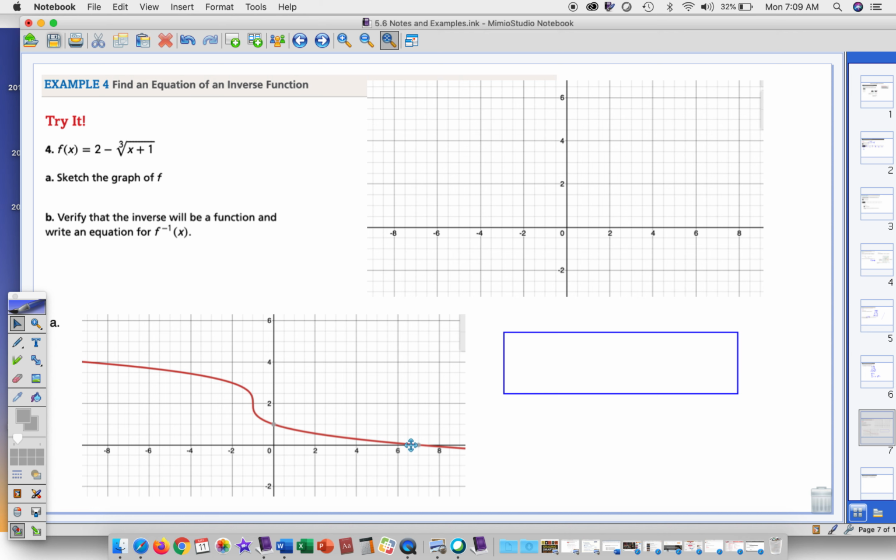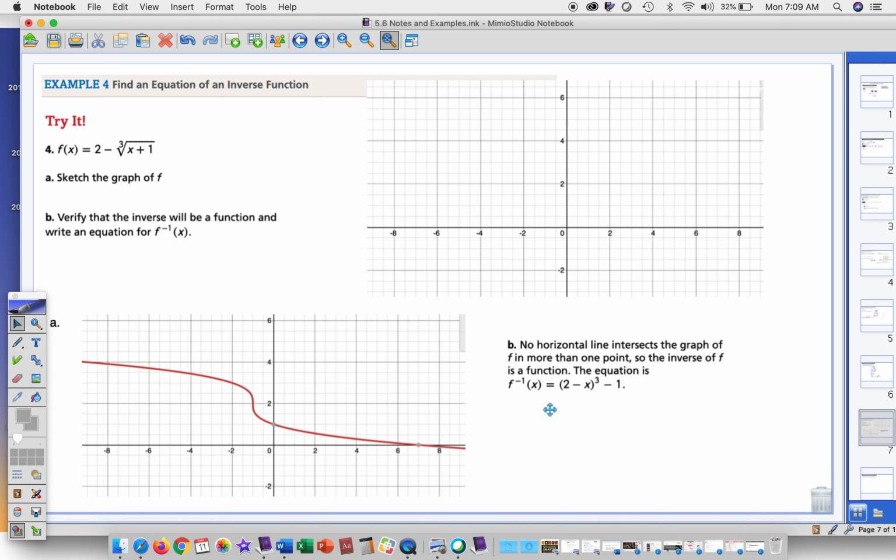And eventually it appears as though the graph is leveling off, but remember, it never really does. Our domain is all reals, our range is all reals, so it's going to keep on traveling left and right. It's going to keep traveling upward and downward. So it passes the horizontal line test, which means its inverse is a function. And here is that function. So hopefully you got 2 minus x cubed minus 1.